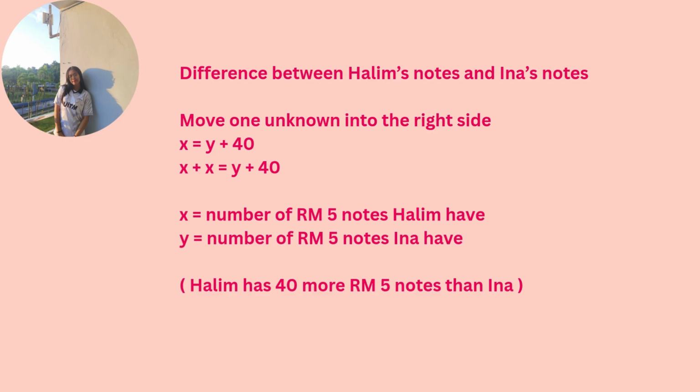Y will be representing a number of notes for 5 ringgit that Ina had. Therefore, from x equals to y plus 40 means that Halim has 40 notes more than Ina for 5 ringgit.